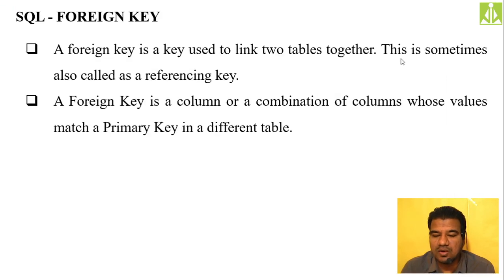Okay, so quickly let's see the foreign key constraint. A foreign key is a key used to link two tables. So this is something having a relation between multiple tables. A foreign key is a key used to link two tables together. It is also called a referencing key. So sometimes we also call this foreign key a referencing key. What we generally do is have a reference from another table.